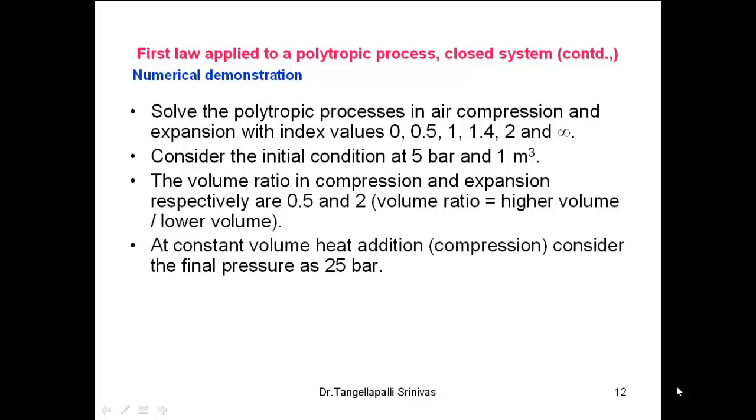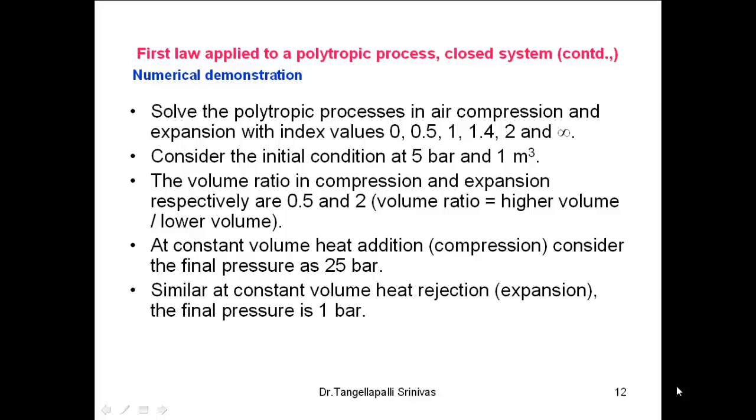At constant volume heat addition, that is compression, consider the final pressure as 25 bar. Similarly, at constant volume heat rejection, that is expansion, the final pressure is 1 bar. Analyze your result, find the work at each case.